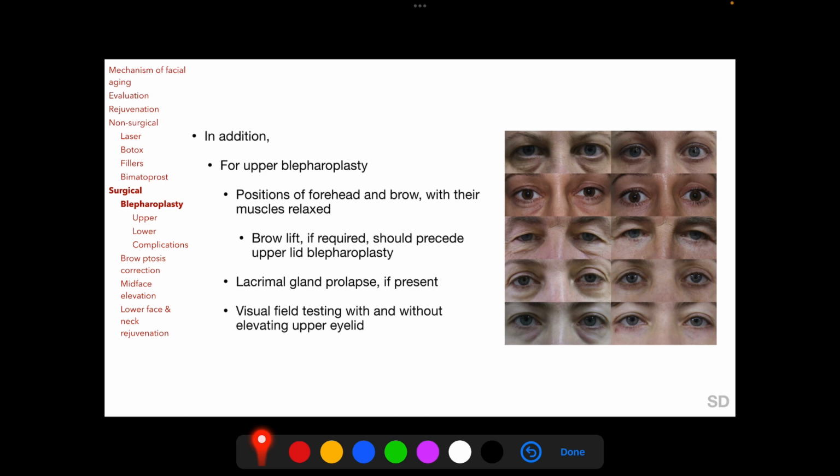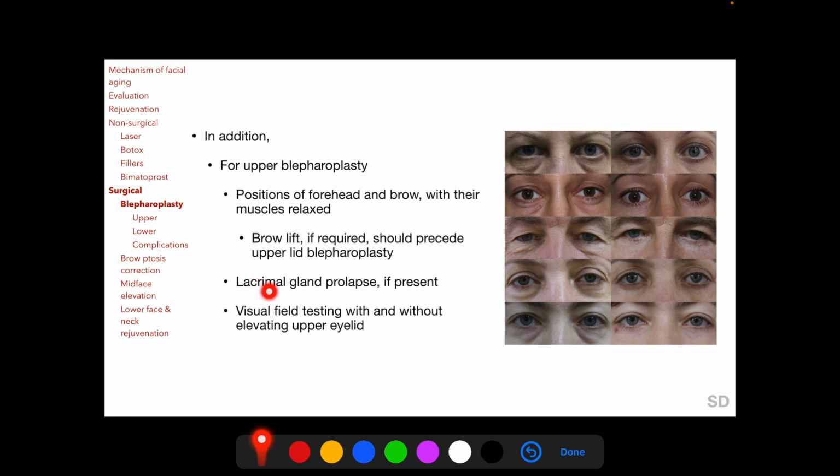In addition, evaluation for an upper eyelid blepharoplasty includes noting the positions of the forehead and brow with their muscles, chiefly the frontalis muscle, relaxed. If a brow lift is required for an associated brow ptosis, it should precede the upper eyelid blepharoplasty. This is because the brow lift preceding the upper eyelid blepharoplasty reduces the amount of upper eyelid skin which ultimately needs removal during the upper eyelid blepharoplasty, and also because an upper eyelid blepharoplasty without the preceding required brow lift will pull the eyebrow further inferiorly.